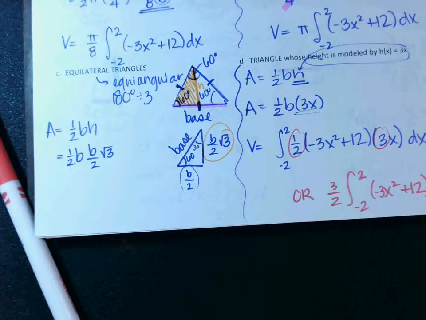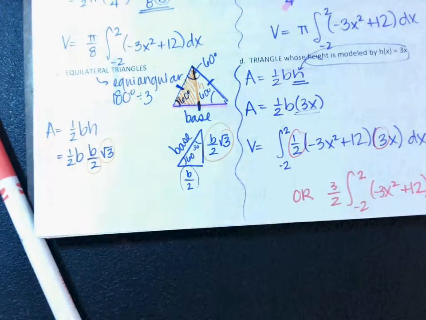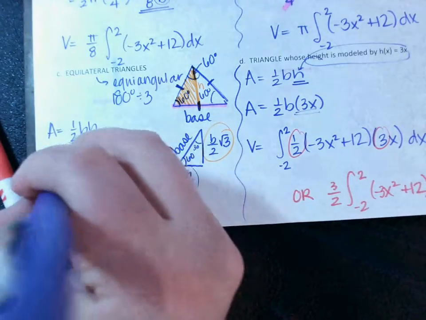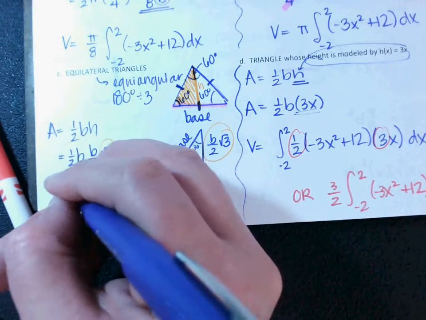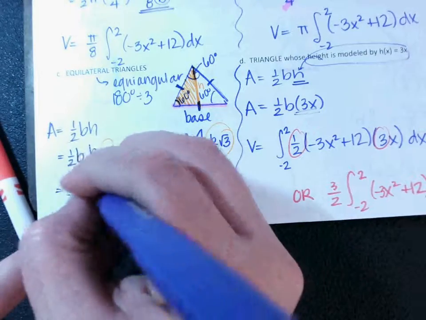And then remember, I collect all the constants together to make one big mega constant so that I can rewrite my integral. So a half times a 2 on the bottom is a 1/4. And then a root 3 on the top is a root 3 over 4, and then a b squared.